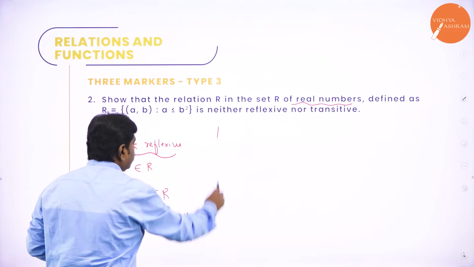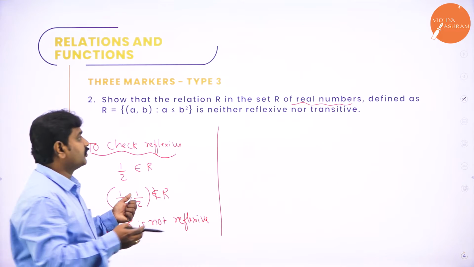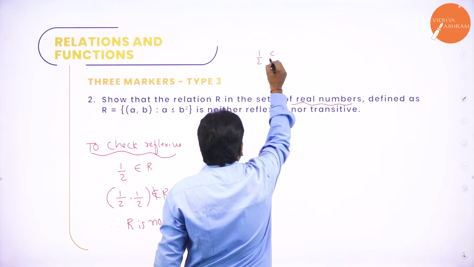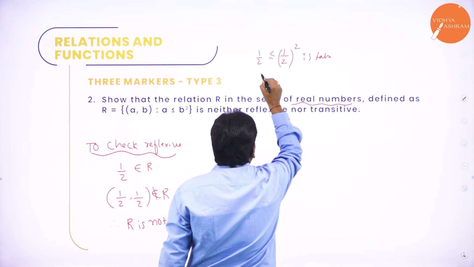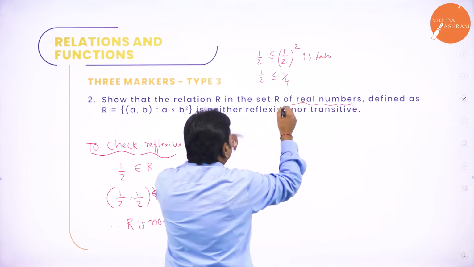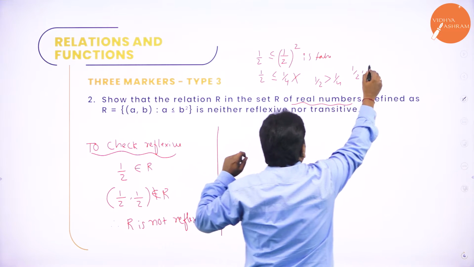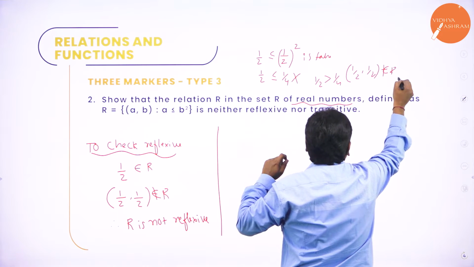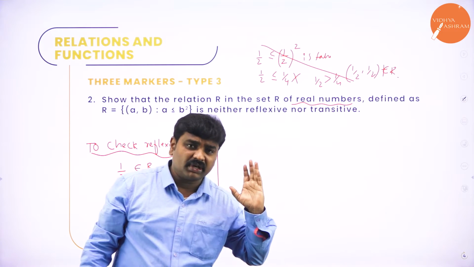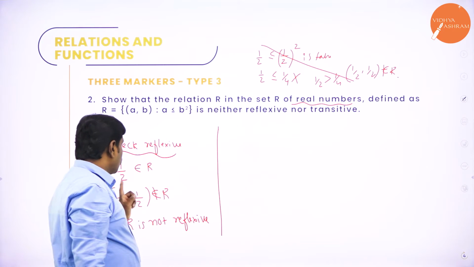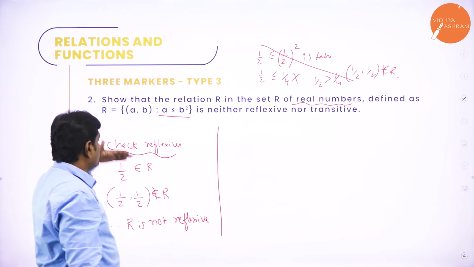You know the story behind this, because 1/2 less than or equal to 1/4 would be the condition. 1/2 less than or equal to 1/2 square is false. This is not true, it is false, because 1/2 is actually greater than 1/4. That's why we say (1/2, 1/2) does not belong to R. This is the story behind it. I am repeating, this is not required. Just if you write these 3 lines, enough. 1/2 belongs to real numbers, but (1/2, 1/2) does not belong to R, because 1/2 is not less than 1/2 square. So we checked reflexive.